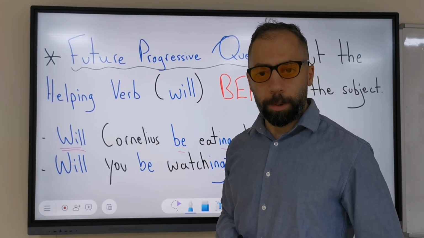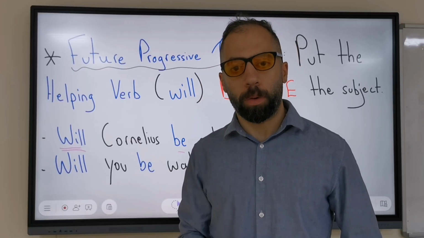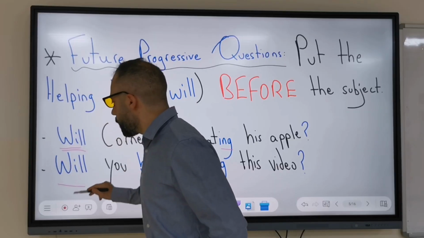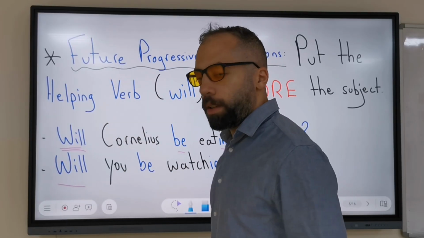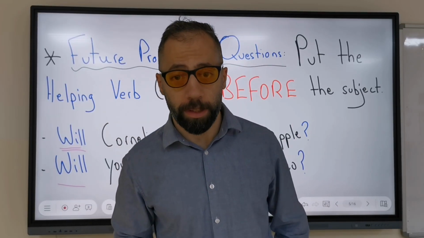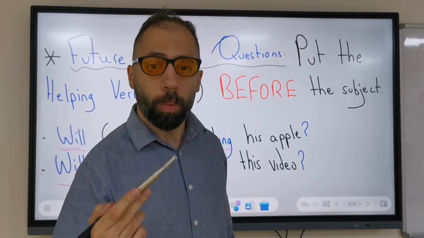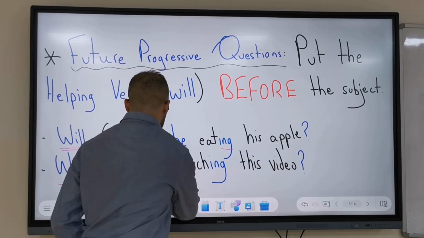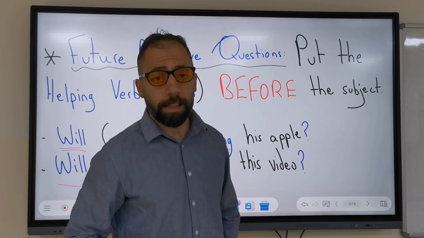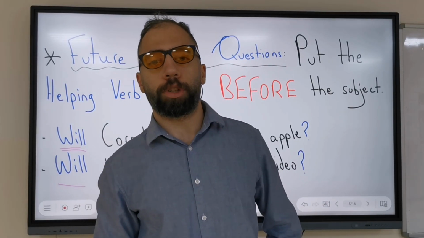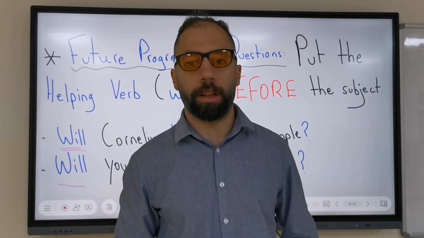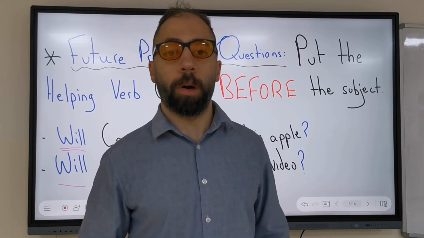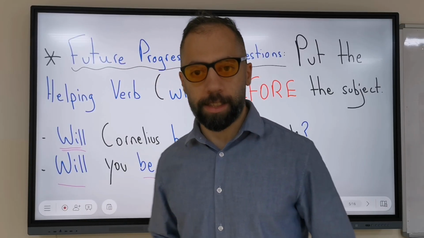Let's look at another example. Again, the helping verb will come in the beginning of the sentence. Will you be watching this video? And hopefully the answer is yes. Will you be watching this video? Again, be plus ing. As simple as that, okay guys? So this is the future progressive in the form of a question. So in questions, the helping verb will start the sentence.